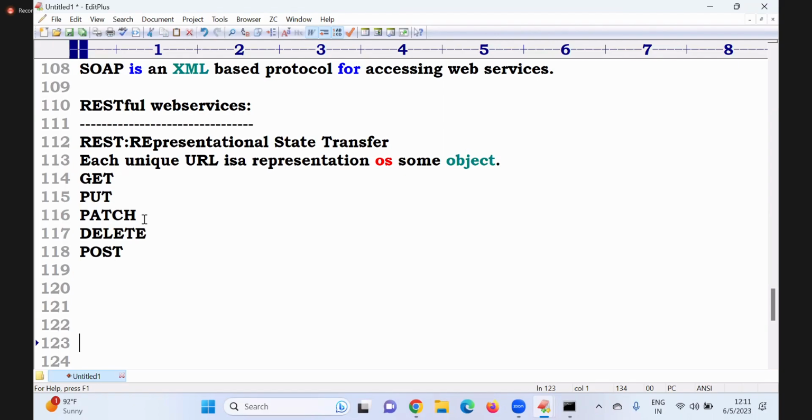PATCH means partial updates. Suppose an employee has 10 columns and I want to change only the salary; then we go for PATCH, a partial update. PUT means I am updating more columns: your address, your number, your name, your mobile, your mail ID, salary. Then I can go for PUT.